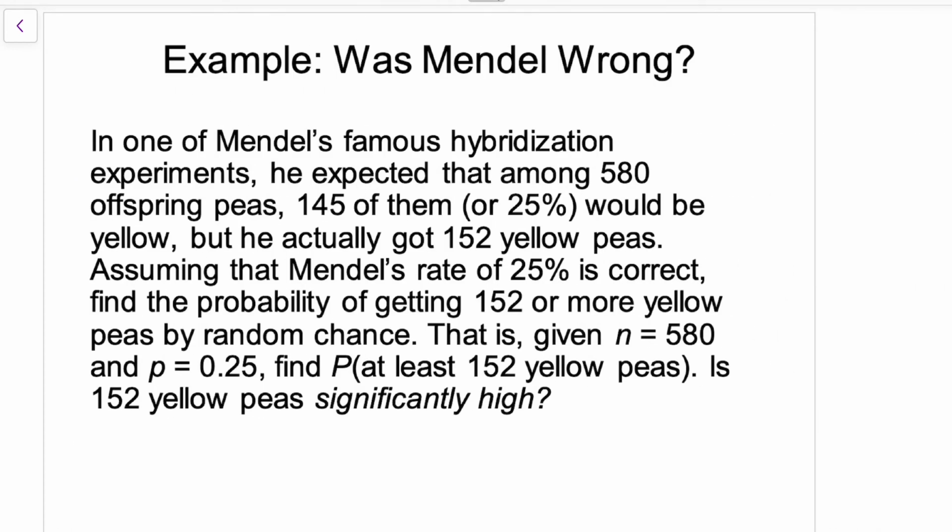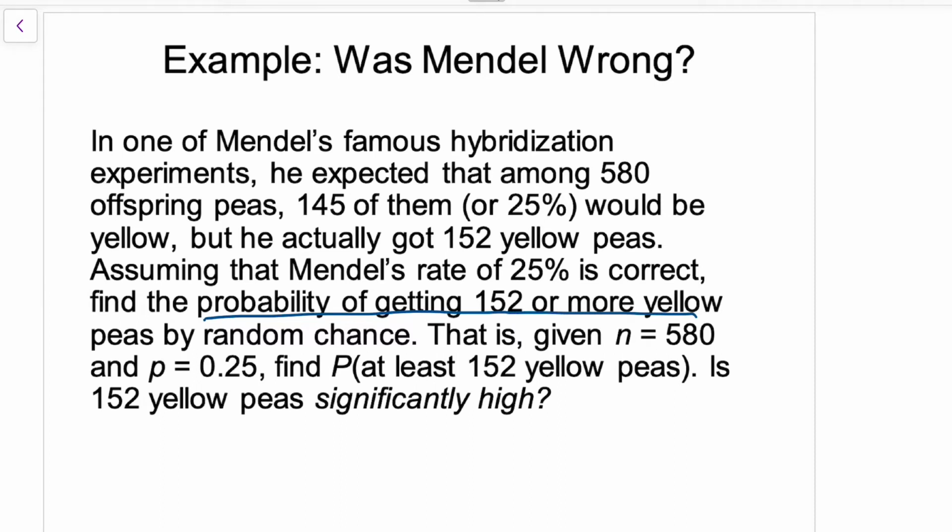Okay, so let's do an example of this. In Mendel's experiments, he expected that among the 580 offspring peas, 145 of them, or 25%, would be yellow. But when he did this experiment, he got 152 yellow peas. So what we want to do is compute the probability of getting more than 152 yellow peas.